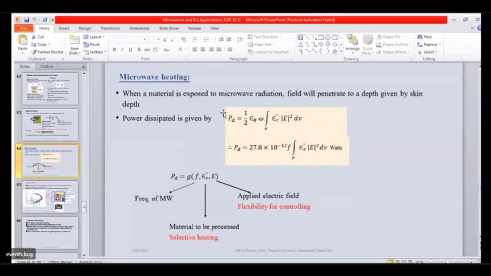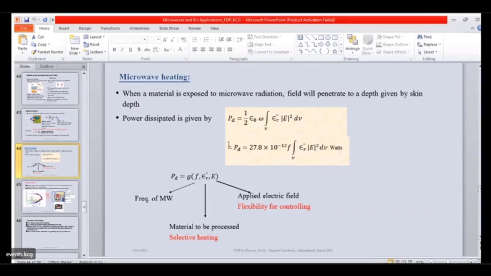Here is an equation for the heat dissipated in the material when it is exposed to the microwave radiation. So this is the expression. Power dissipated in the material is equal to 1/2 epsilon 0 omega times the volume integral of epsilon r double dash E square dV. Okay, and there is a constant, the permittivity of free space. If we put it here, we get this expression for the dissipated power in the material.